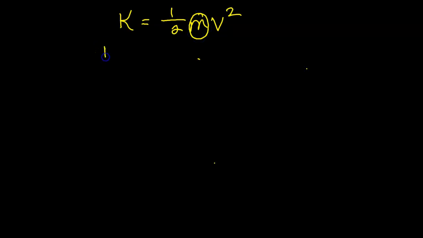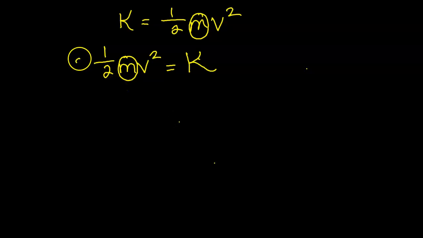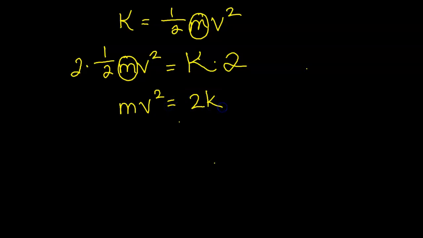Well, I'm going to start out and I'm going to flip sides. mv squared is equal to k. Okay, my whole goal is to get m by itself. All right, so when I have a fraction here, 1/2, how can I get rid of that fraction? I'm going to multiply both sides by 2. Then I'm left with mv squared is equal to 2k, or k2.